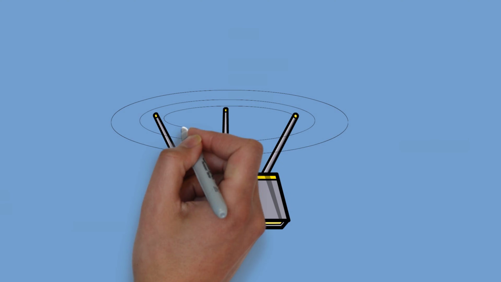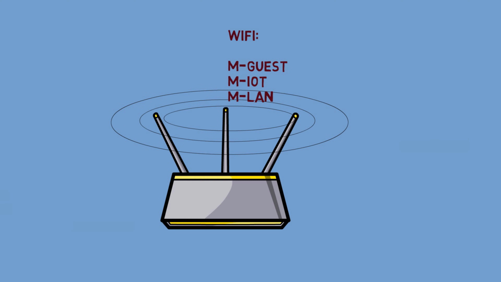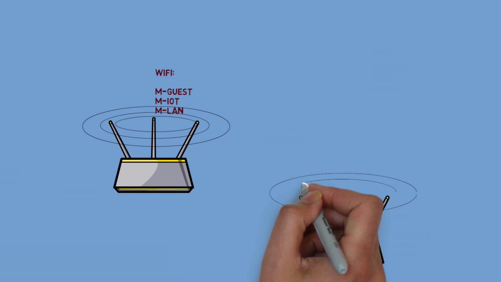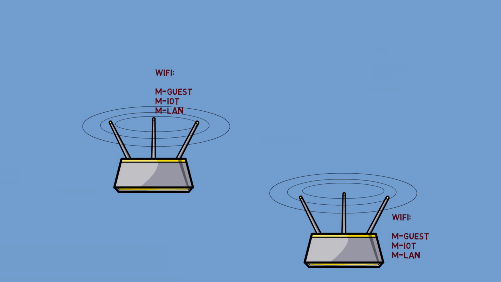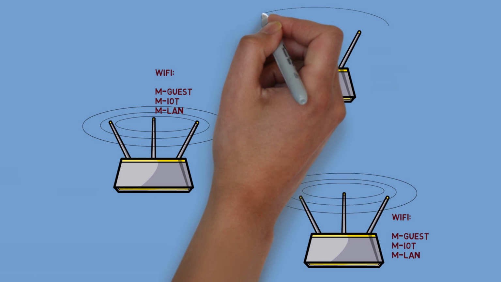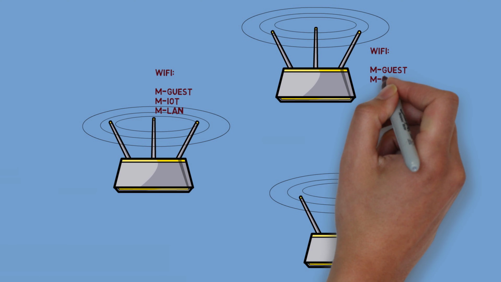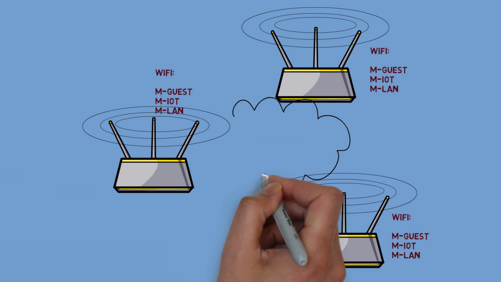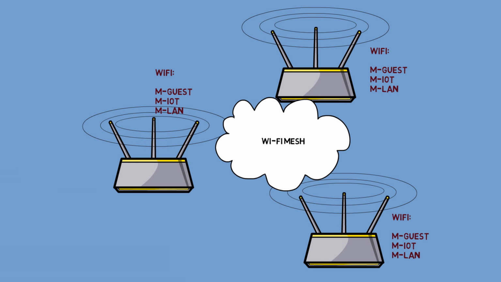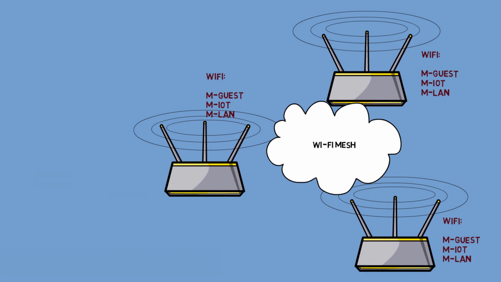The blueprint is as follows. We will have 3 Wi-Fis called MEIoT, MEST and MELAN. Each one of those has their own network and firewall zone and will be replicated, bridged or repeated if you want on all other access points over the Wi-Fi mesh.